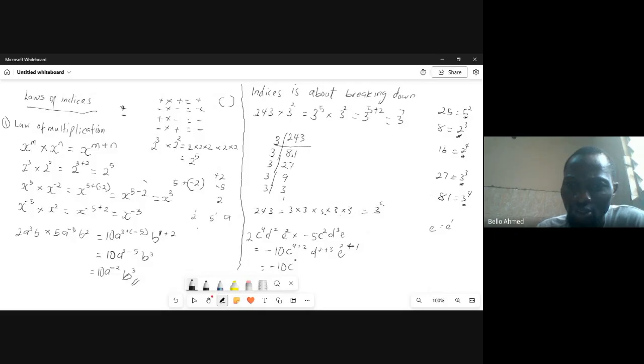So this is going to give me minus 10 c raised to power what? 4 plus 2 is actually what? 6. d raised to power what? 2 plus 3 is what? 5. e raised to power what? 2 plus 1 is what? 3. So that is our answer, and that is how to go about this.